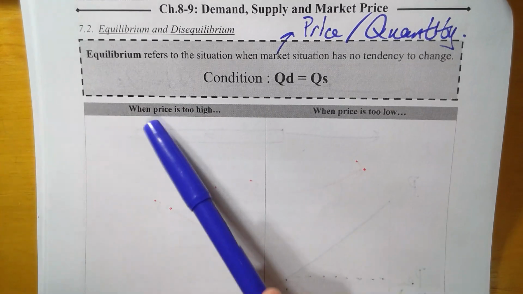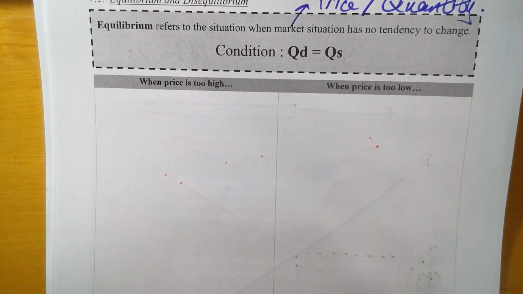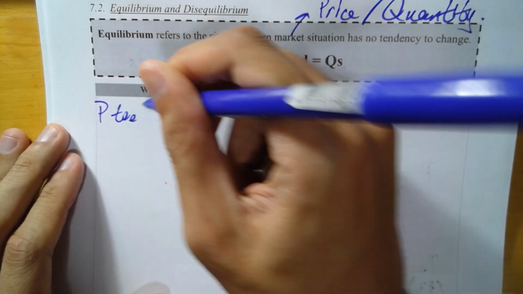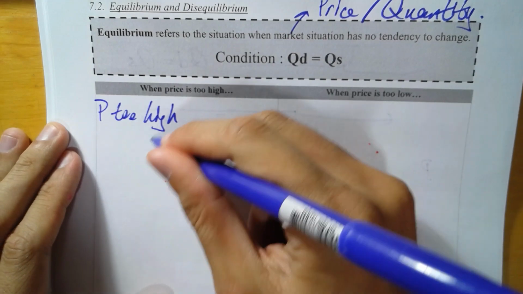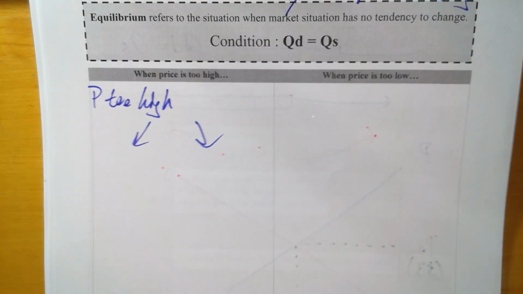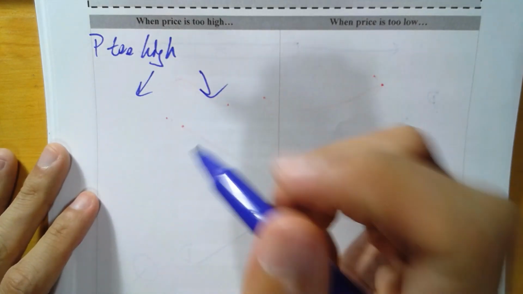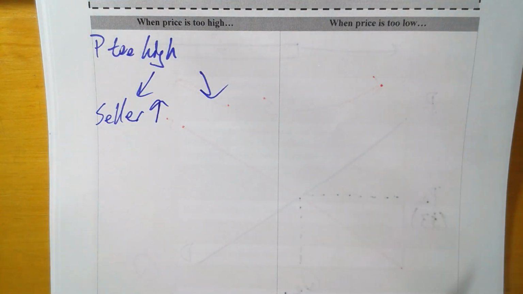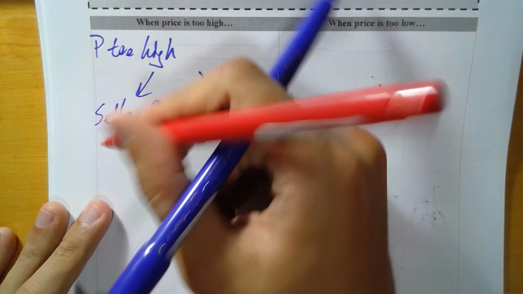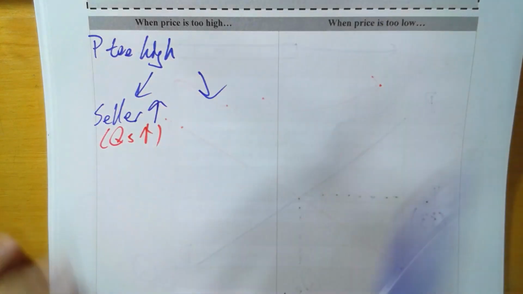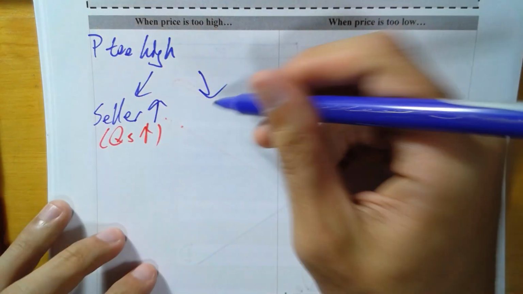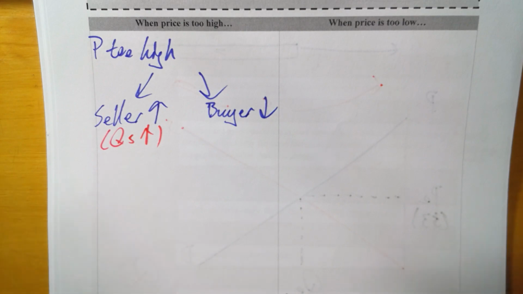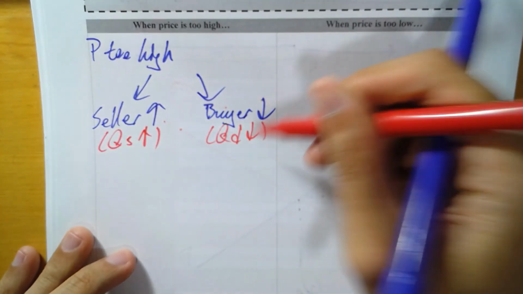Now let's look at it. When the price is way too high, look at the logic first. When price is too high, there will be two situations. Seller would want to sell more, 係咪啊？ Basically, QS is very big. But on the other hand, according to the law of demand, buyers think it is way too expensive, 太貴啦，唔買啦。QD would be smaller.